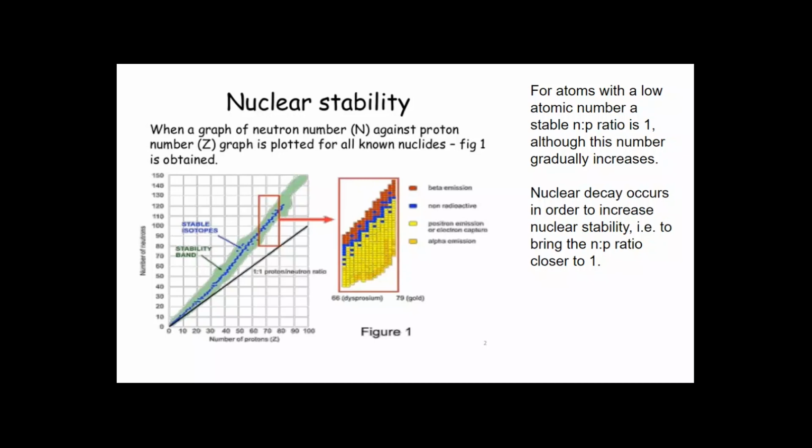And this graph, this illustration, indicates what type of emission will occur. So if the neutron-to-proton ratio is larger than 1, you expect beta emission to occur. If the ratio equals 1, you have no radiation. And if the ratio is lower than 1, then you have positron emission or alpha emission. And the one that we're going to be interested in is alpha emission only.